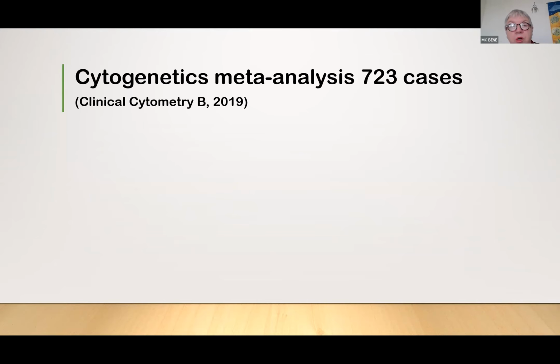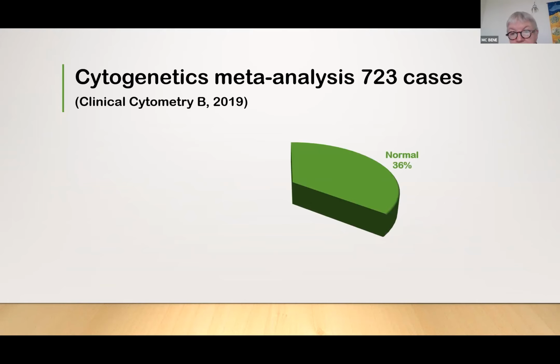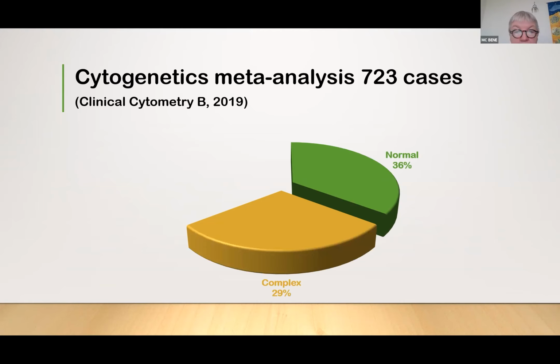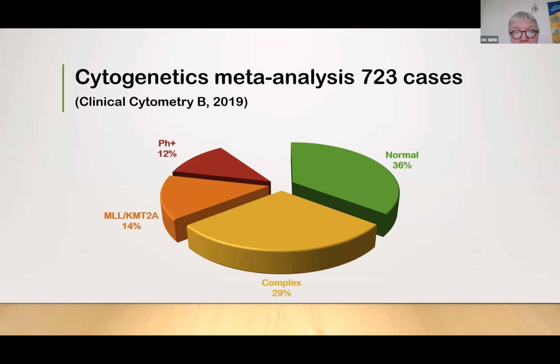And if we go to more characteristics, you will find a paper in Clinical Cytometry Part B that was published last year, where we were able with Anapoid to make a meta-analysis of 723 cases that we could retrieve in the literature. And from that survey, we found that the karyotype was normal in 36% of the cases, complex in also about 30%, involvement of KMT2A (MLL) in 14%, Philadelphia chromosome in 13% only, and hyperploidy in 9%. So it's not exactly what was reported in the papers that I mentioned before. It's probably more representative of real life because the number of cases is quite high here.